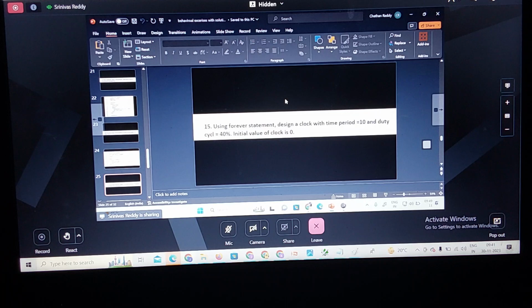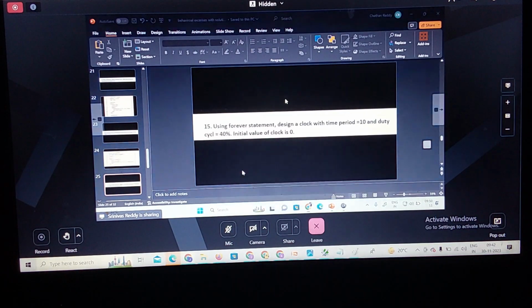So you know what the duty cycle formula is, right? Duty cycle is equal to maximum number of T ons divided by total time period. So here you have given the total time period and then duty cycle. So we should find out how much time to make T on and how much time to make T off. Correct? So what should the T off time be? 6. What should the T on time be? 4. Correct. And how to write a program to this?